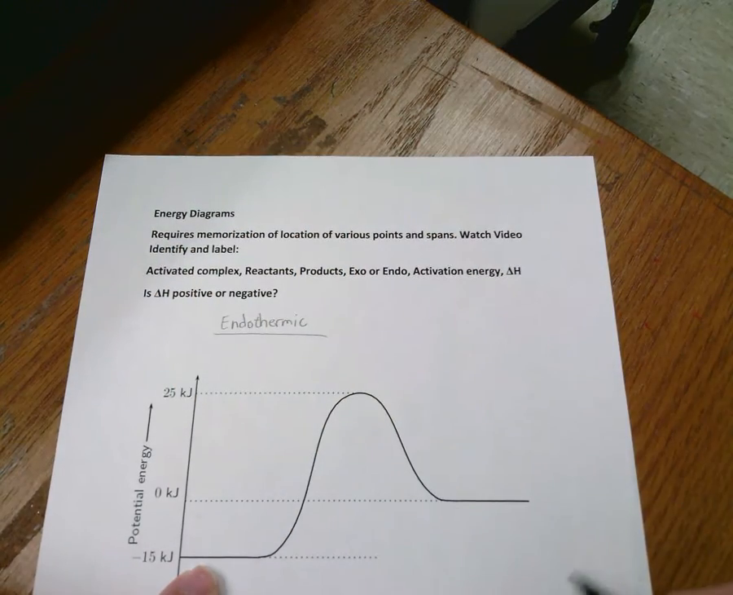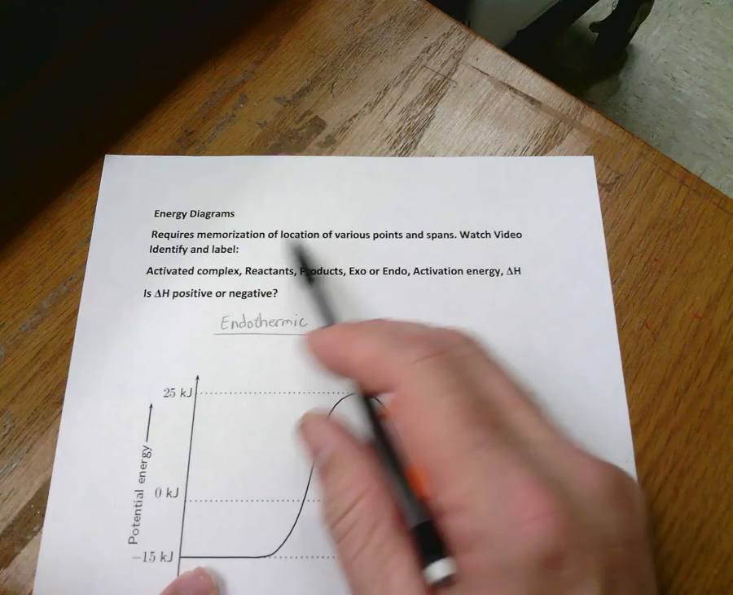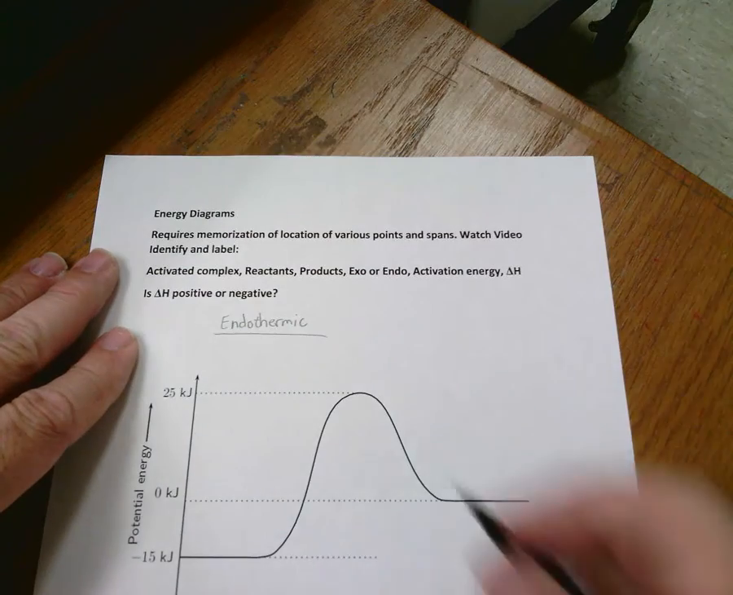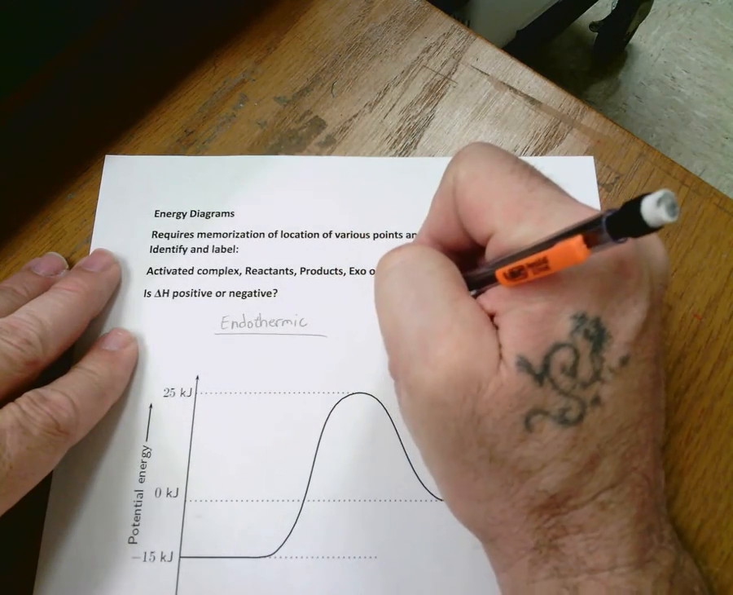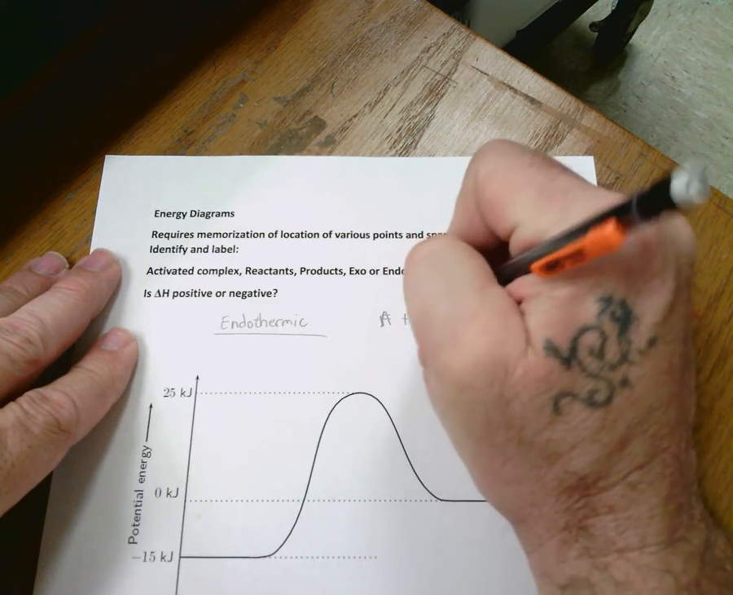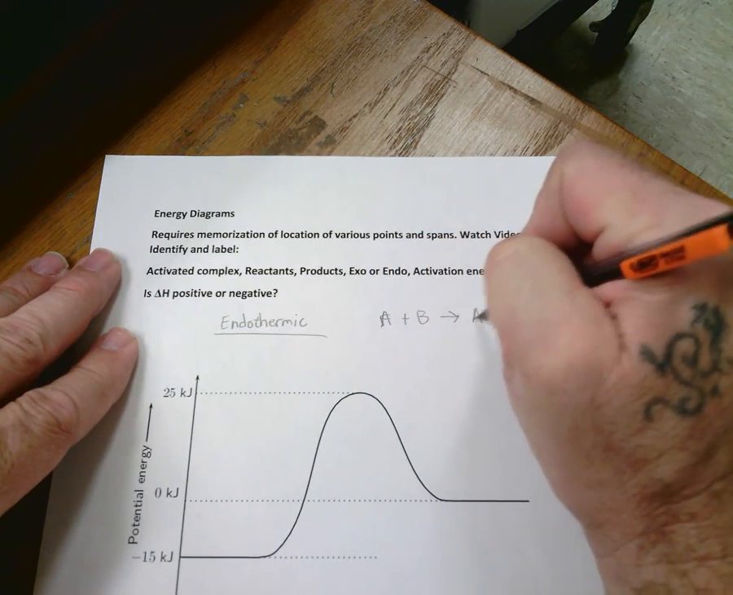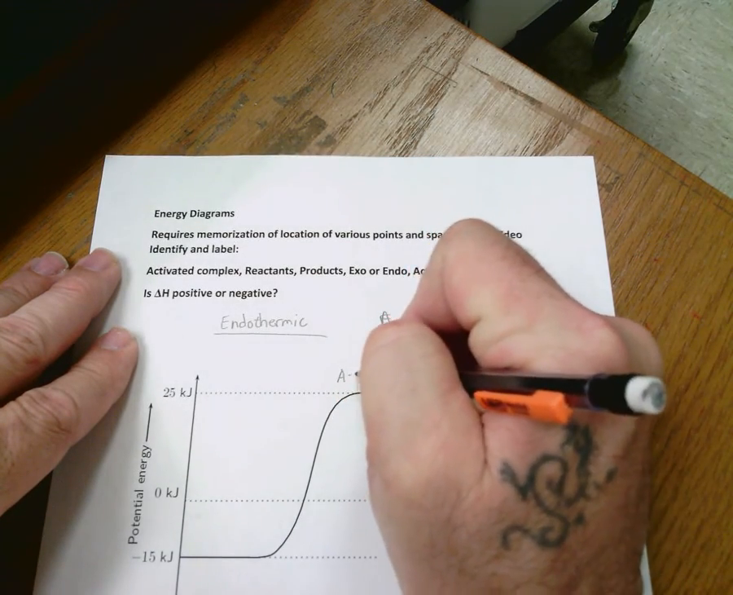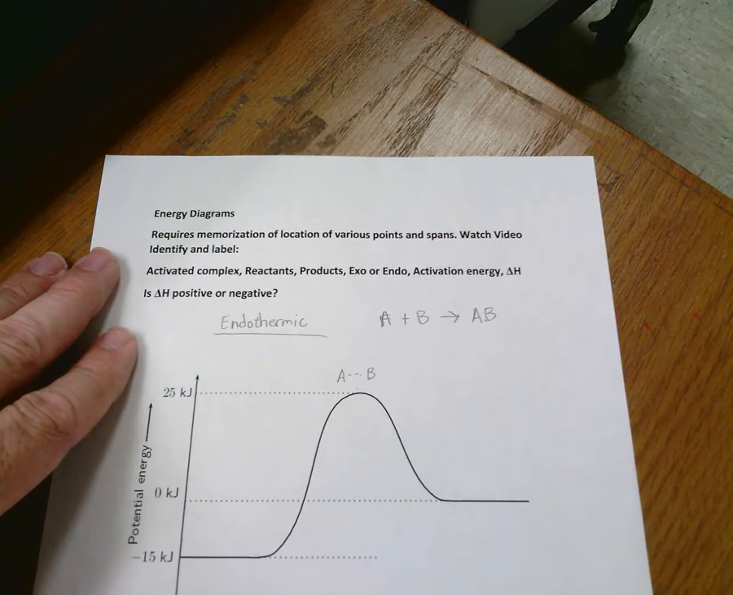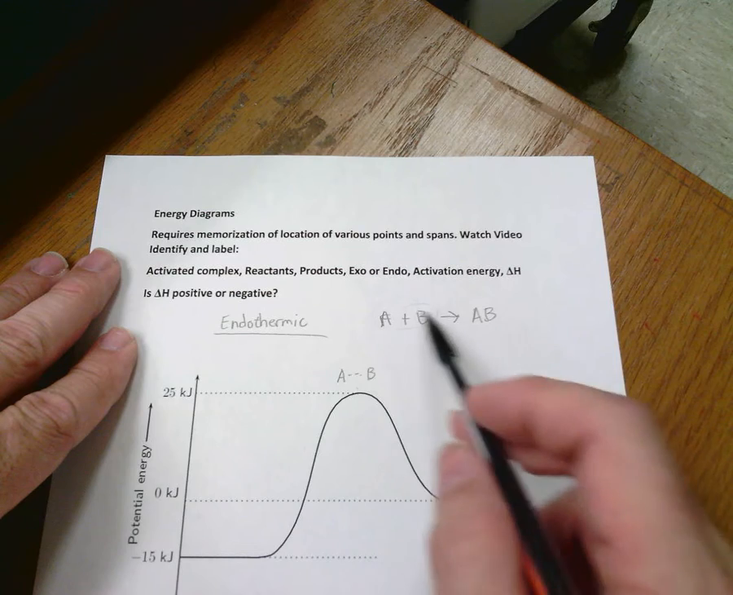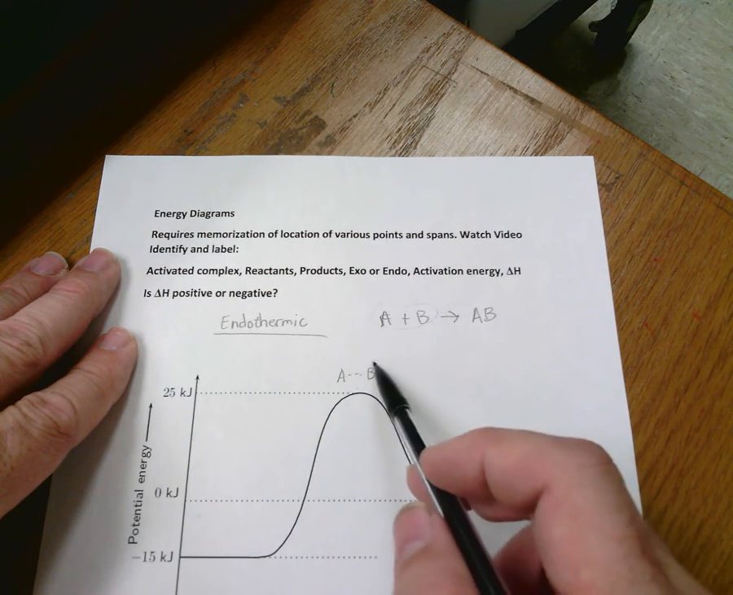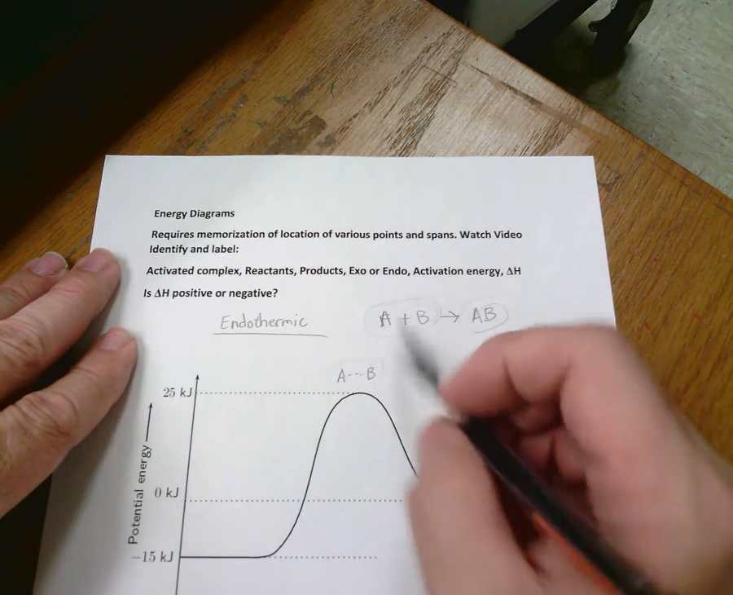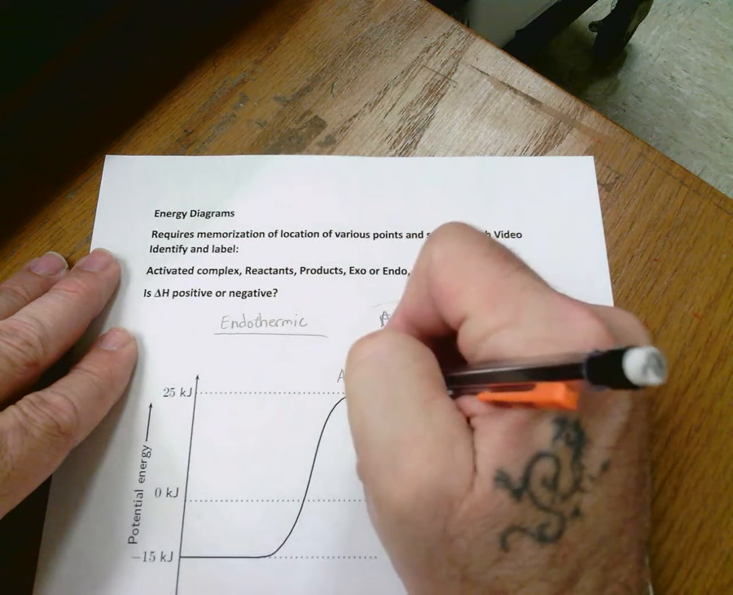I'm just going to label that. And then they just require memorization: activated complex. Remember that when we have a reaction, you've got reactants. So let's say A plus B goes to AB. Here, you're going to have something that's kind of like this. It's not quite connected, it's not quite reactants, but they're almost there. The bond hasn't been made yet. That's going to be on this downside. So it's not quite products, not quite reactants. It's called the activated complex, and it exists right here.